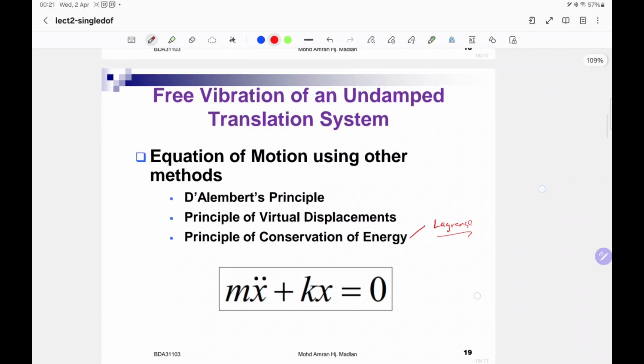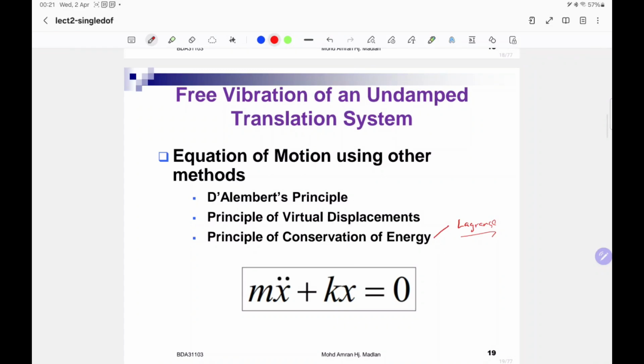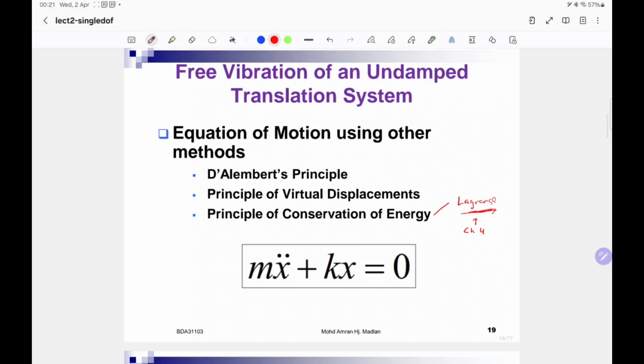Other than Newton's second law, there are also other methods to develop the equation of motion. For example, the principle of virtual displacement, and we can also use the principle of conservation of energy, also known as Lagrange. You will look into this in chapter 4, multi-degree of freedom system. In chapter 4, we will look at how we develop the equation of motion without the need of using free body diagram and Newton's second law.